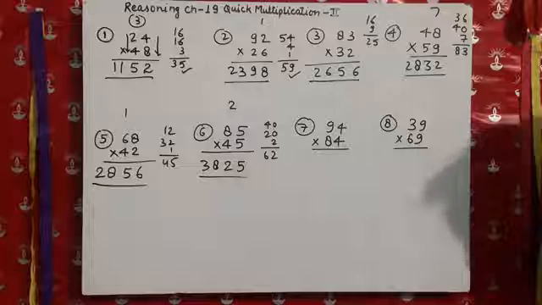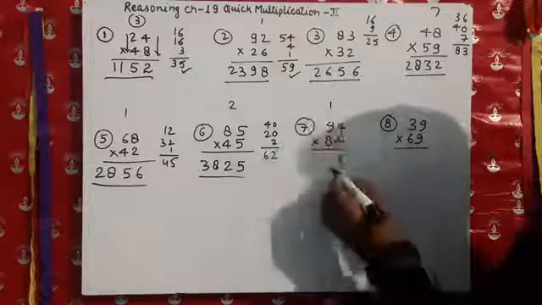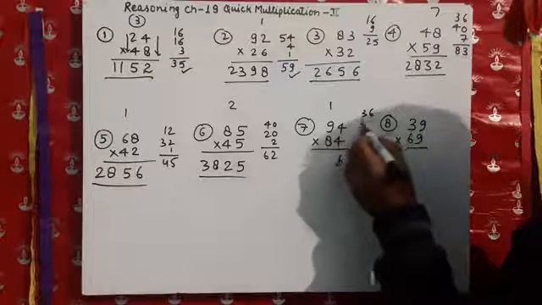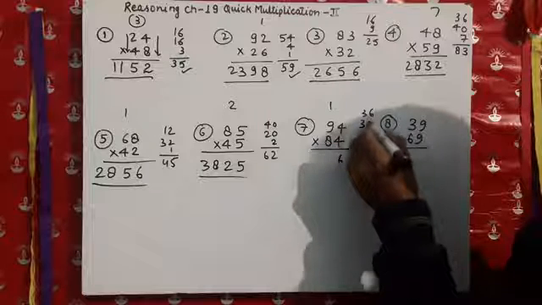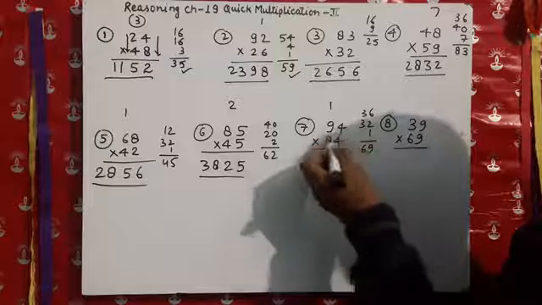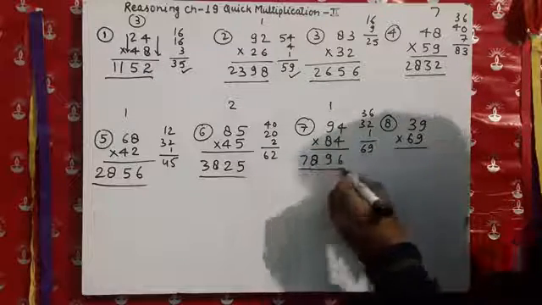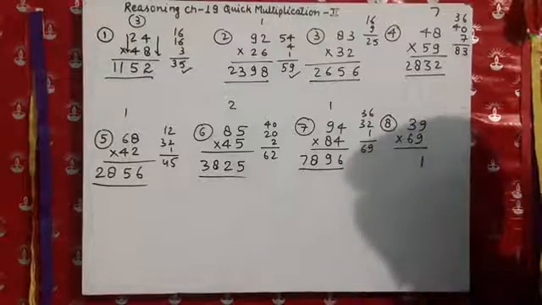Now going to the seventh part. 4 fours are 16. 6 is here, 1 carry over. Now 9 fours are 36. 8 fours are 32, and 1 this. 6 plus 8 plus 1 is 9. 3 threes are 9. So 9 is here, 6 carry over. 9 eights are 72, 72 plus 6 becomes 78. So the answer becomes 7896.